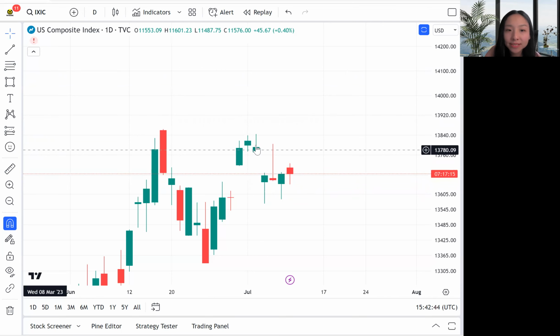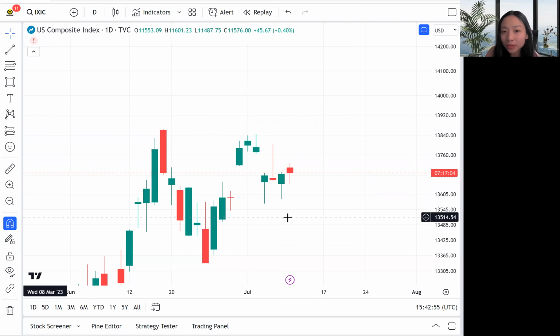You can see the wick. This is the body, and the long line here is the wick. We have a long wick here, here, and here. What does it mean? It means something very special actually.